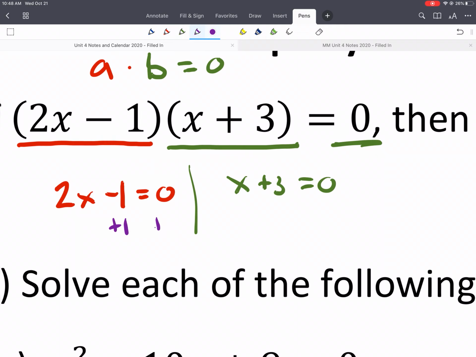Would add 1 to both sides, and then would divide both sides by 2. And we'd get x equals 1/2. But wait, since it's a quadratic, the power is 2, we have two solutions. Here would be the other solution. We'd subtract 3 from both sides, and we'd get x is equal to negative 3. So we have two solutions.